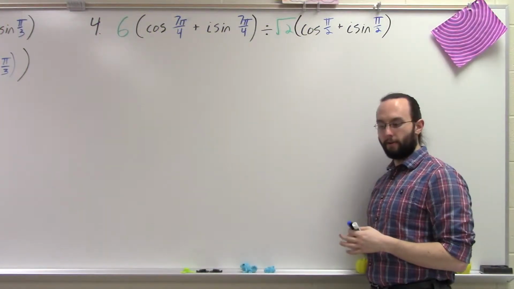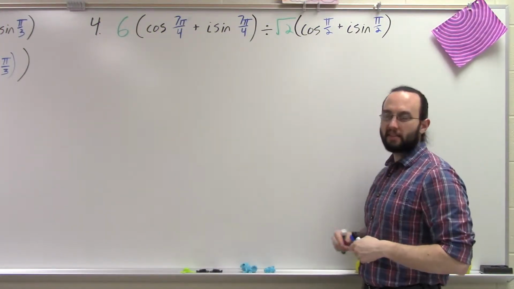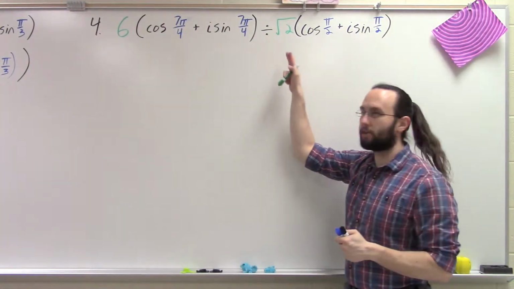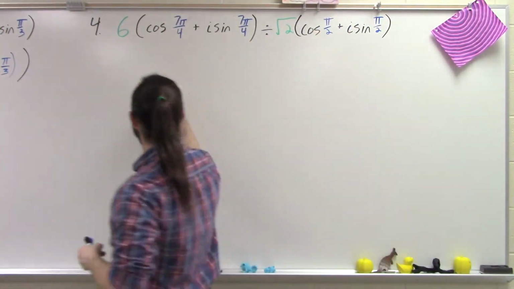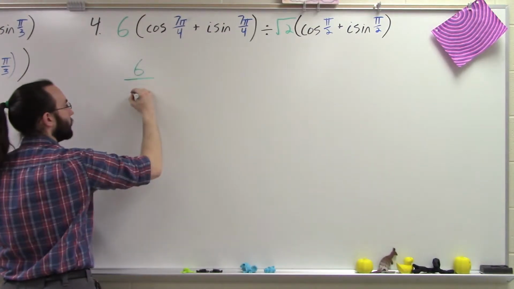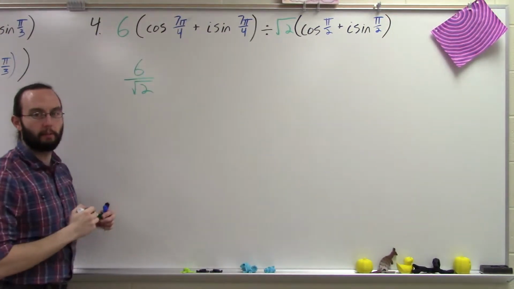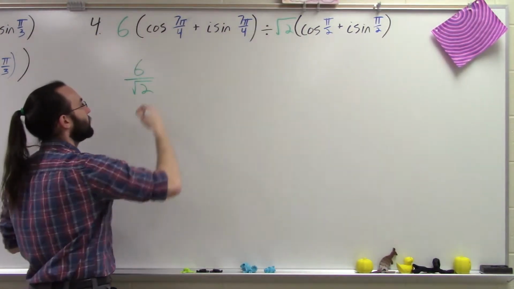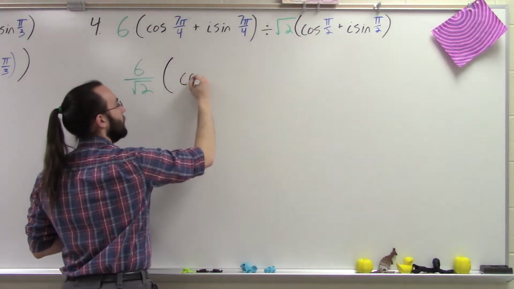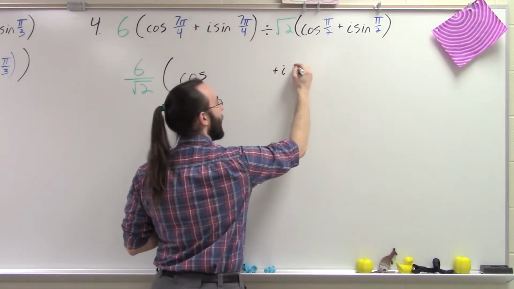So looking at one more division example, similar to last time, we want to divide the moduli, the numbers that I have here in green. So we'll have a 6 over root 2. Don't freak out, we'll clean that up in just a minute. And then we also want to add those arguments. So setting up my cosine and my I sine here.